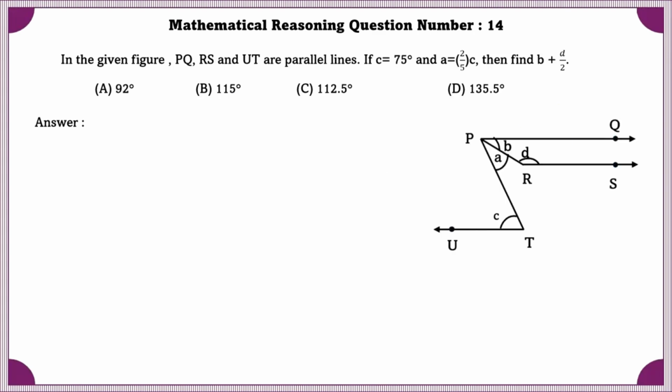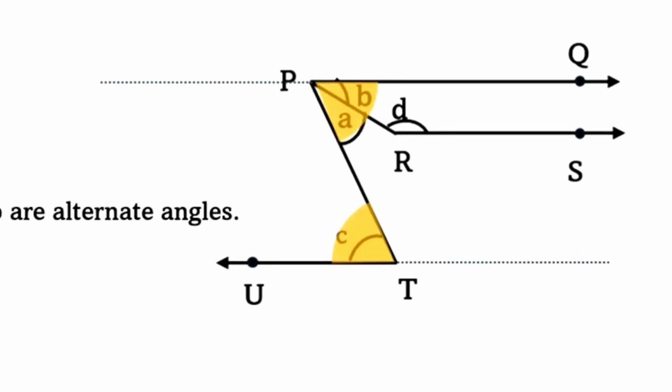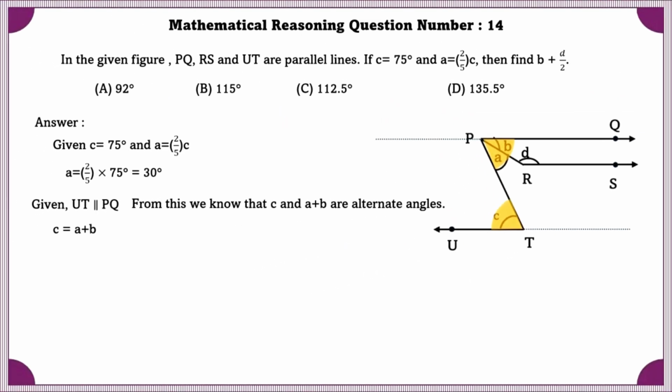Mathematical reasoning question number 14. In the given figure, PQ, RS and UT are parallel lines. If C is equal to 75 degrees and A is equal to 2 by 5 of C, then find the value of B plus D by 2. Given C is equal to 75 degrees and A is equal to 2 by 5 of C. Therefore, A is equal to 30 degrees. Given UT is parallel to PQ. From this, we can see that C and A plus B are alternate angles. So, C is equal to A plus B. We already know the value of C and A. So, substituting, we can find the value of B, that is 45 degrees.